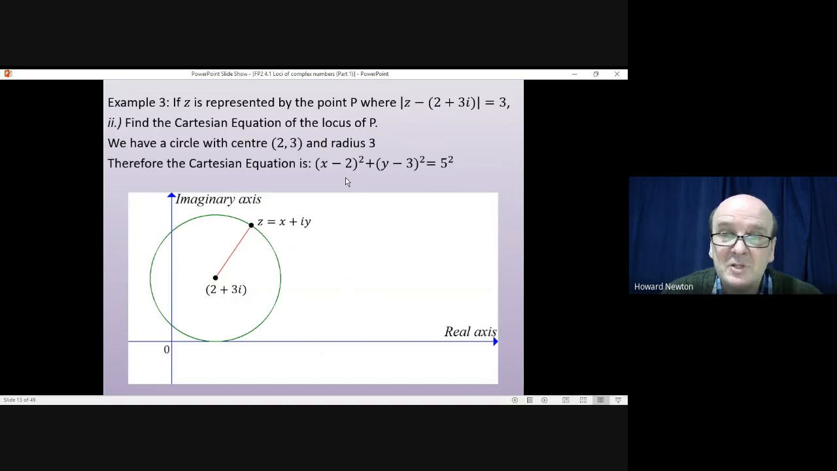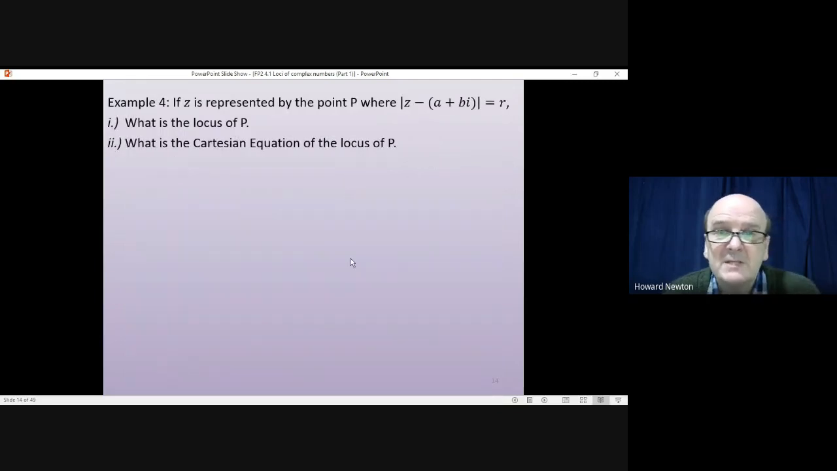Okay, we'll have a quick look at the general case. The general case is where P is represented by the modulus of z minus any point a plus bi, and is equal to any radius r. So in the general case, what's the locus of P? And what's the Cartesian equation of the locus of P? Again, I'll let you have a go. Pause the video. Come back to me when you're ready.